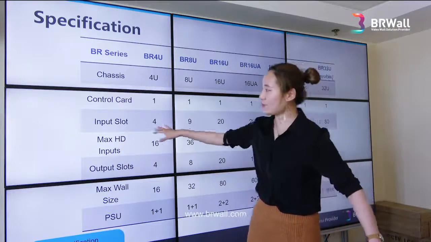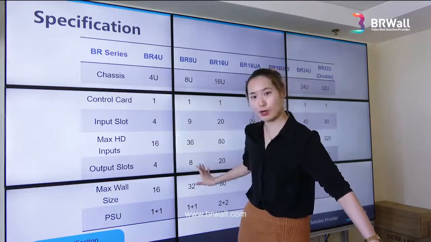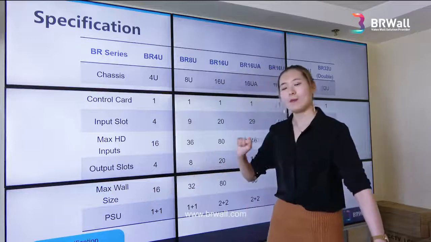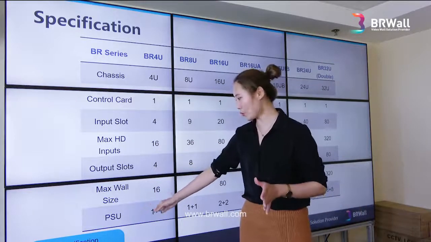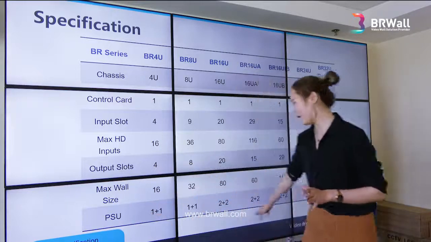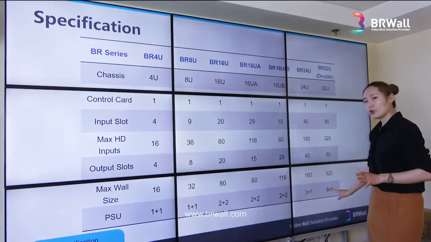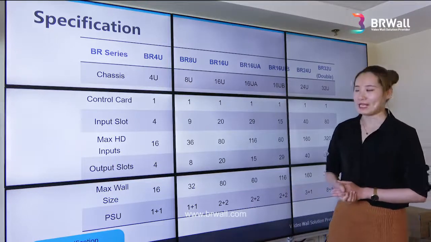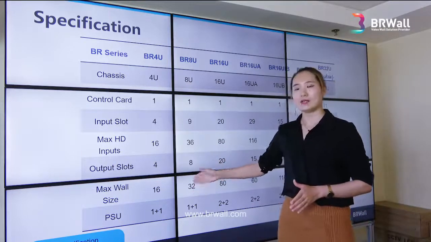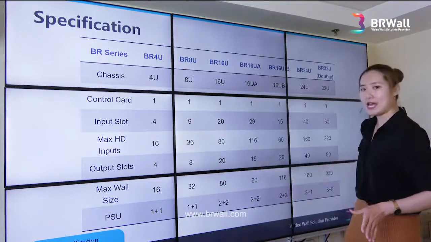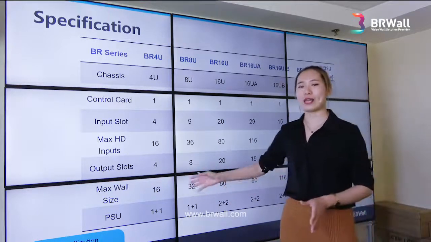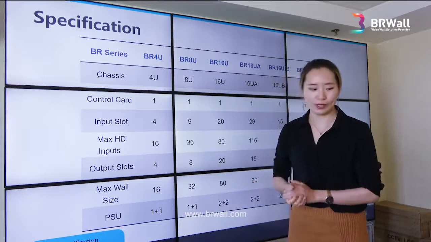You can see the input slot part and the output slot part. Also, we have the power supply. The left side shows the default power supply. The 4U has one default supply, and the 32U will have 8 default power supplies. And the red one is the optional redundant power supply. The 32U can have 8 redundant power supplies.